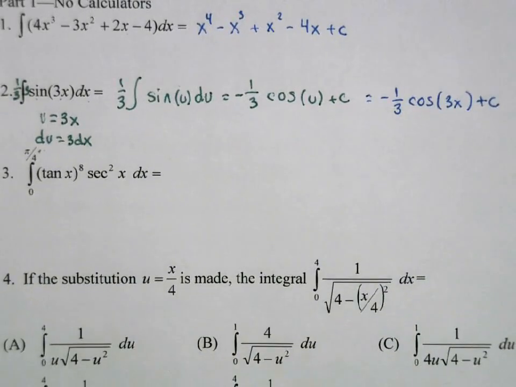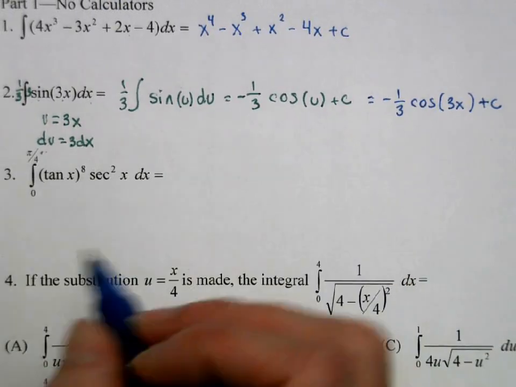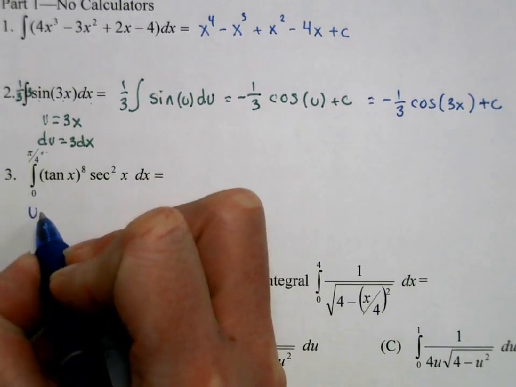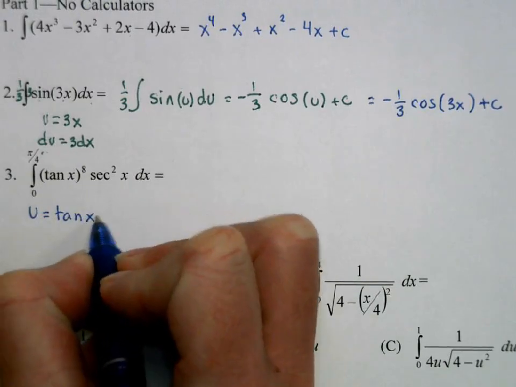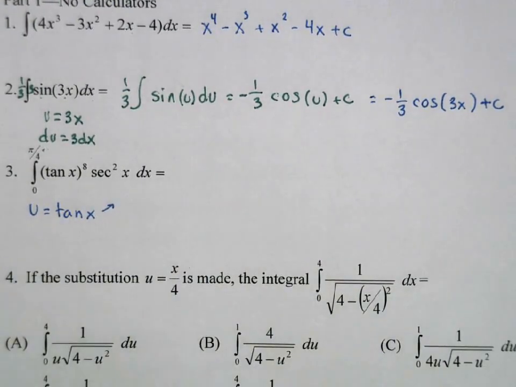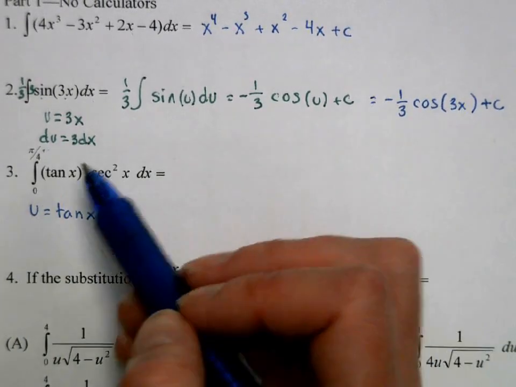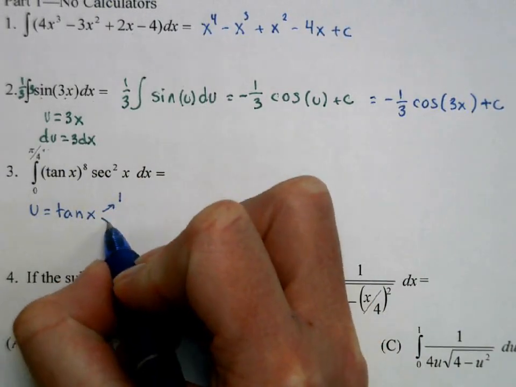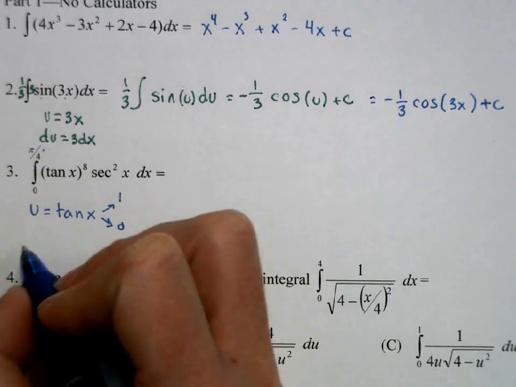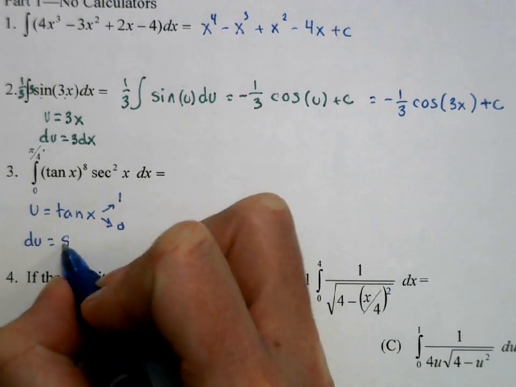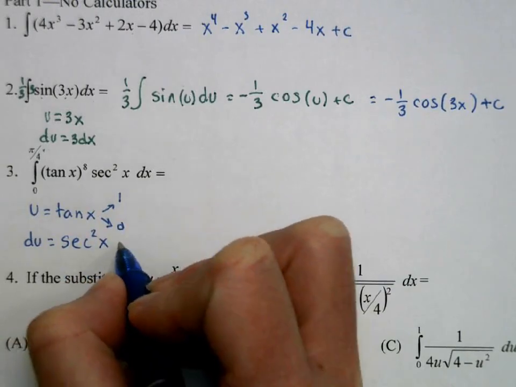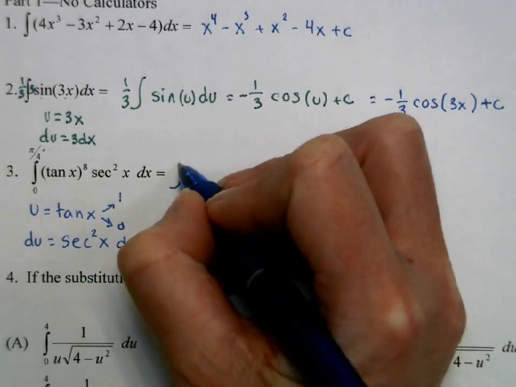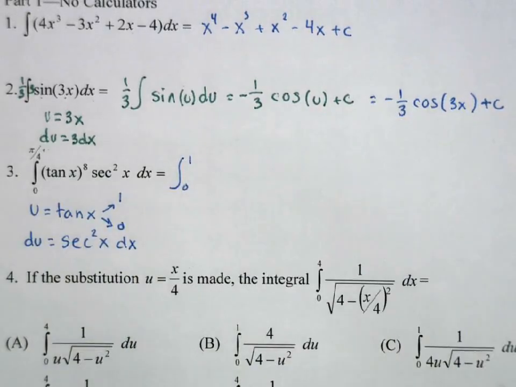I'm going to do a u substitution again here. This one's a definite integral though. So we're going to let u equal tangent. When I do a definite integral with u substitution, I can just change the bounds. So if I plug in pi over 4, tangent of pi over 4 is 1. Tangent of 0 is 0. And my du is secant squared, which is right there in our problem. So my new limits of integration are 0 and 1.